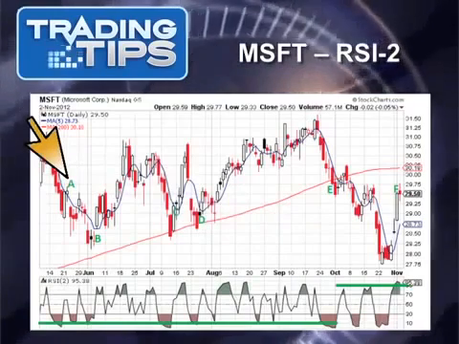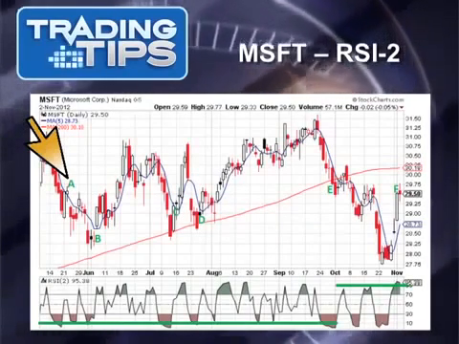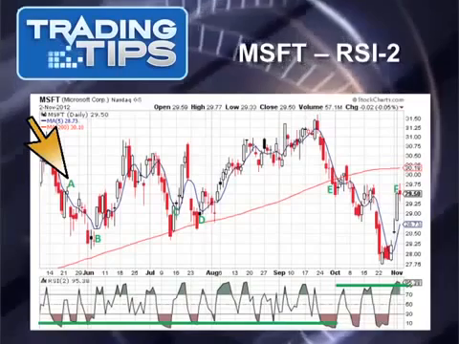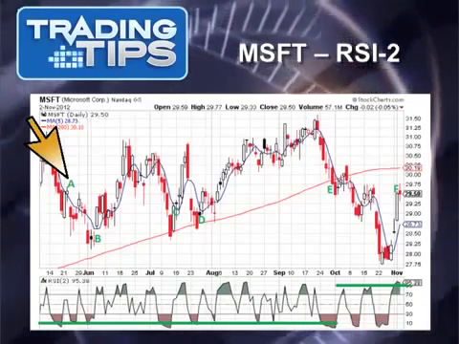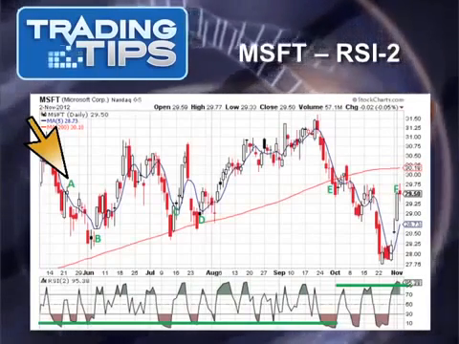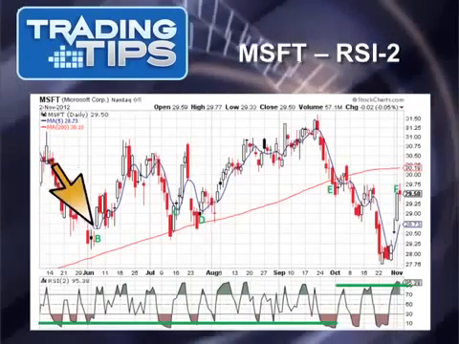Point A occurred when Microsoft was trading above its 5-day moving average line, marked in blue. Remember, this is a no-go. During an uptrend, we're looking to buy when RSI 2 is below 10 and the stock is below its 5-day moving average line, such as at point B.